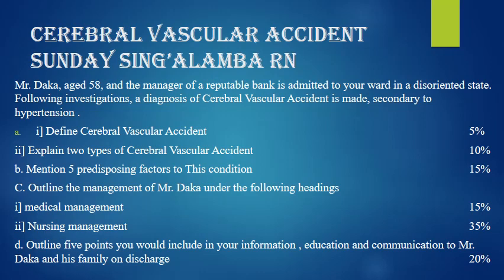The second predisposing factor is what? Hypertension. The third predisposing factor, heart conditions. The fourth one, diabetes mellitus. We could also talk about cigarette smoking and also excessive alcohol intake. These are the predisposing factors to cerebral vascular accident.